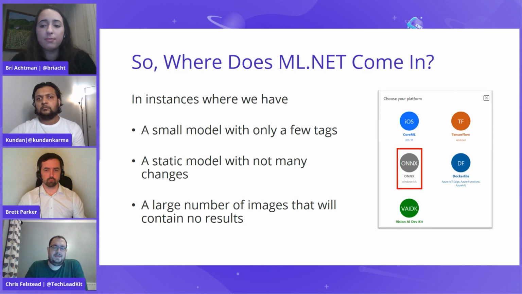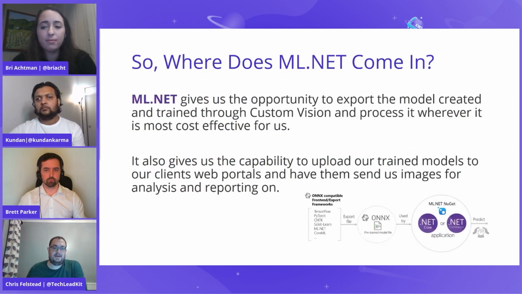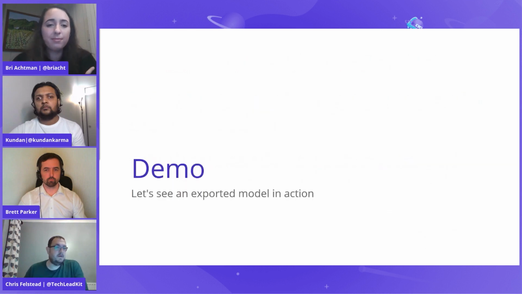But what ML.NET does is it allows us to take that model out and run it where it's most cost effective for us. And it gives us the ability of embedding that model inside a web application, such as a portal that we'll give to the client, or a mobile application, or any number of our in-house pieces of software. And we can then take that data that we've processed through ML.NET and feed it back up into Custom Vision, revise the model, and then bring it back down again with iterative updates.